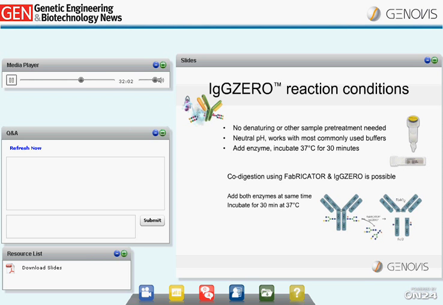There is no need for denaturing the IgG before the enzymatic digestion, and the enzyme can be added directly to the solution for digestion. Reaction time is 30 minutes at neutral pH and 37 degrees. It is possible to do co-digestion with FabRICATOR simultaneously with the Fc deglycosylation. Both enzymes can be added to the solution containing the antibodies and incubated for 30 minutes, yielding deglycosylated Fc and F(ab')2 fragments.